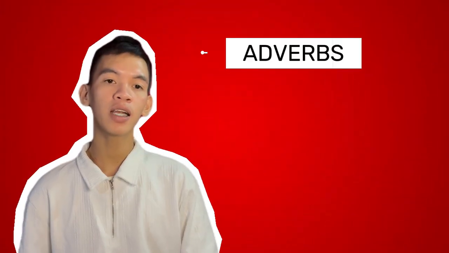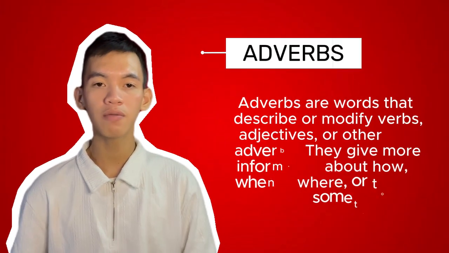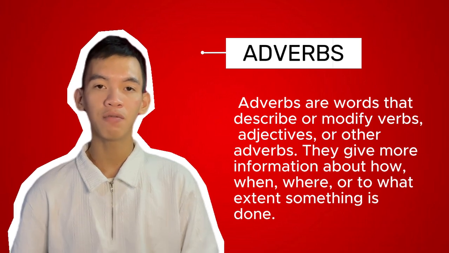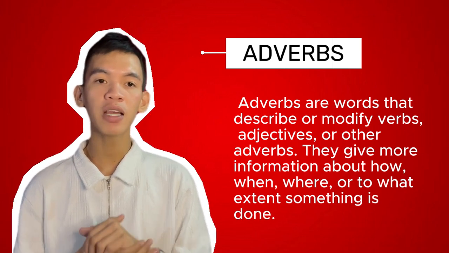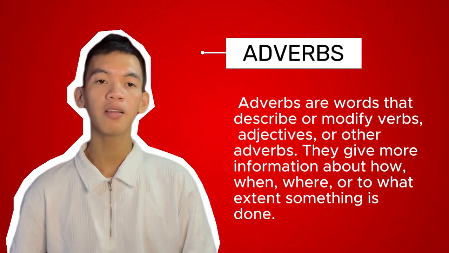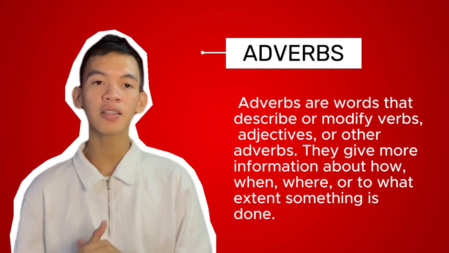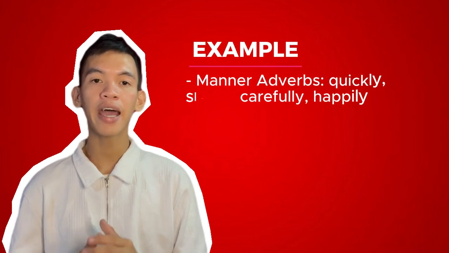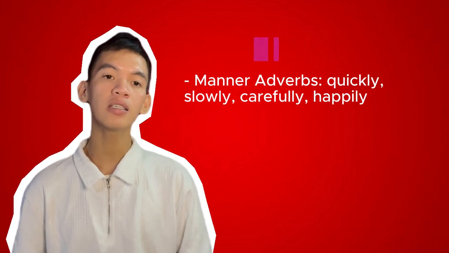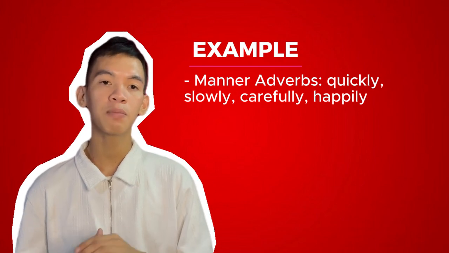So what is an adverb? Adverbs are words that describe or modify a verb, adjective, or other adverb. They give more information about how, when, where, or to what extent something is done. Example, manner adverbs: we have quickly, slowly, carefully, happily.